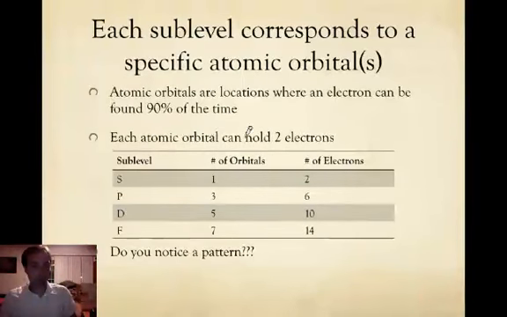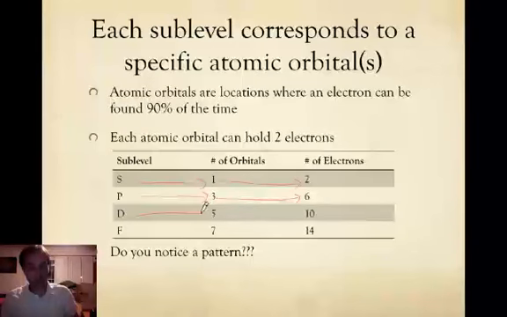Turns out that each orbital can hold 2 electrons. Okay, could hold 1, but maximum occupancy, meaning the maximum number of electrons in an orbital, is 2. Okay, so just like with the sublevels and the energy levels, there's a pattern here too. The S sublevel only has 1 orbital. Okay, and since each orbital can hold 2 electrons, the S sublevel can only hold 2 electrons. The P sublevel, on the other hand, has 3 orbitals. 3 orbitals at 2 electrons each means it can hold 6 electrons.